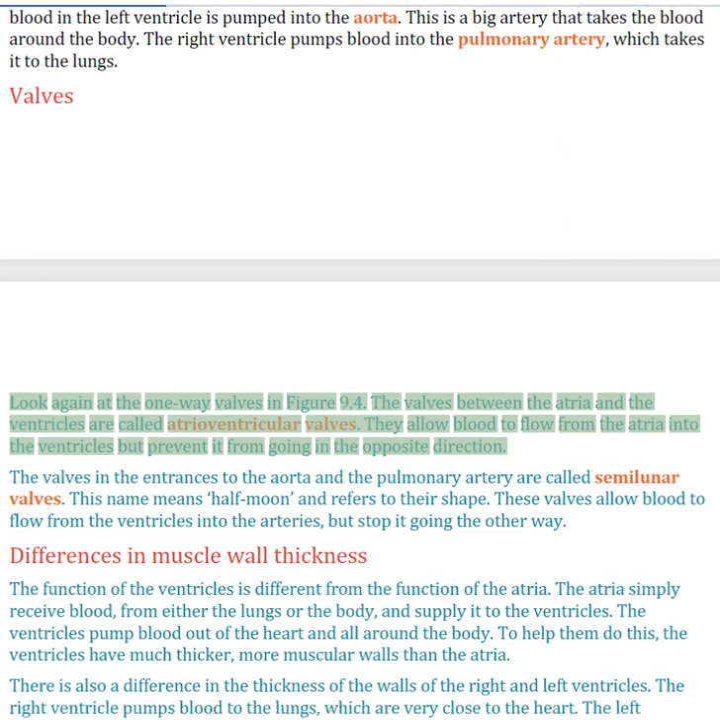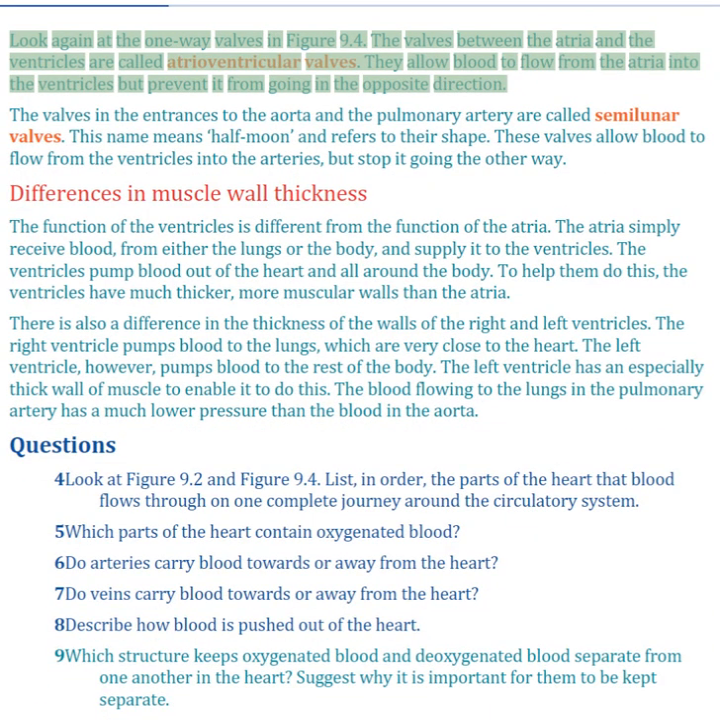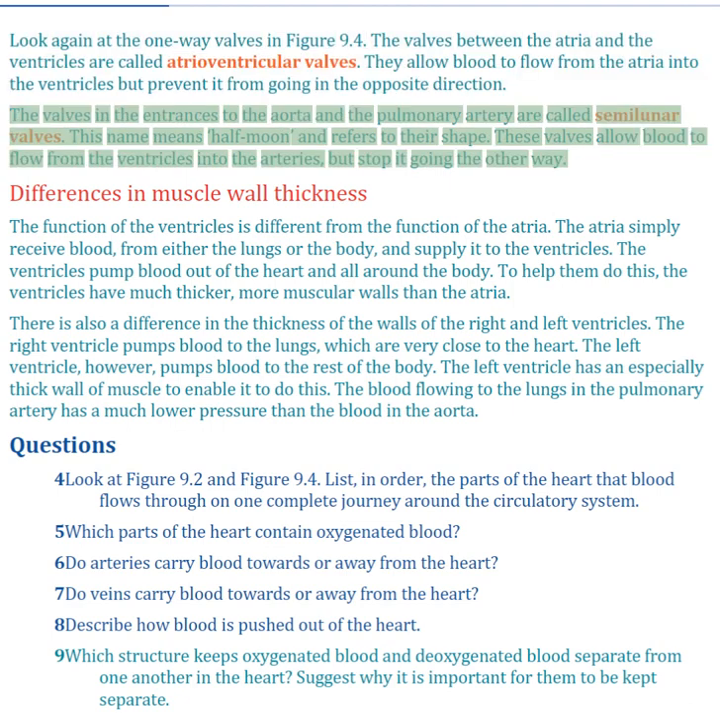Valves. Look again at the one-way valves in Figure 9.4. The valves between the atria and the ventricles are called atrioventricular valves. They allow blood to flow from the atria into the ventricles, but prevent it from going in the opposite direction. The valves in the entrances to the aorta and the pulmonary artery are called semilunar valves. This name means half moon and refers to their shape. These valves allow blood to flow from the ventricles into the arteries, but stop it going the other way.